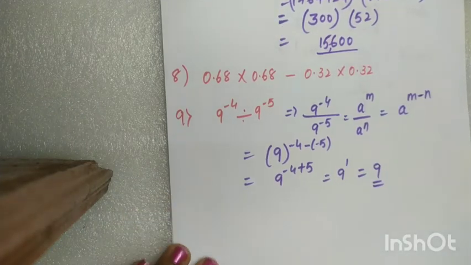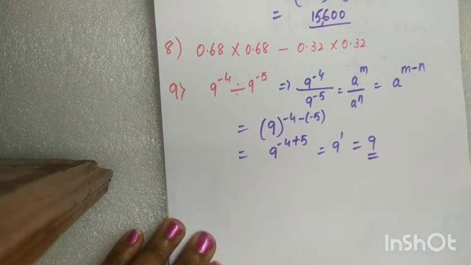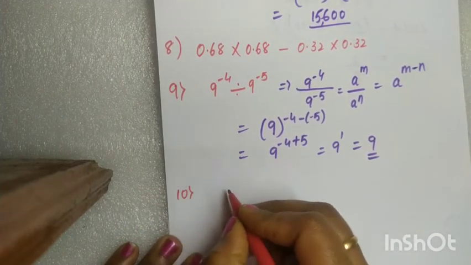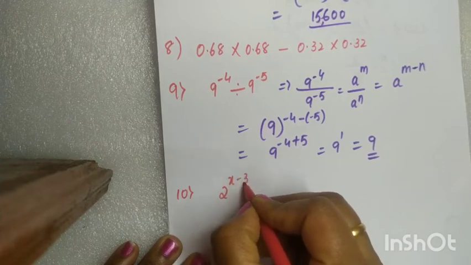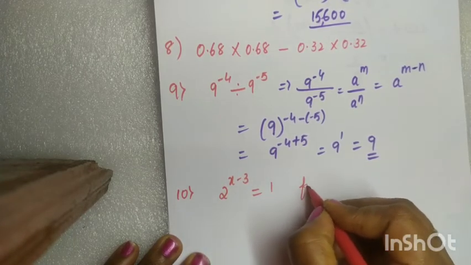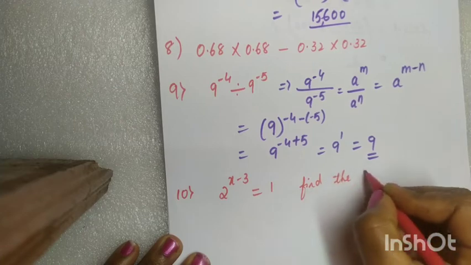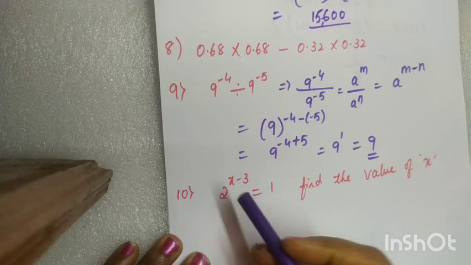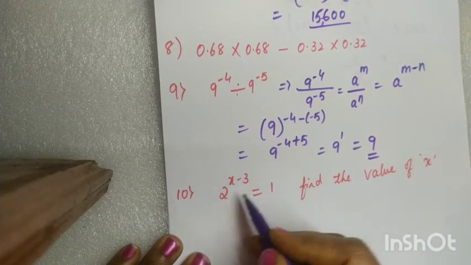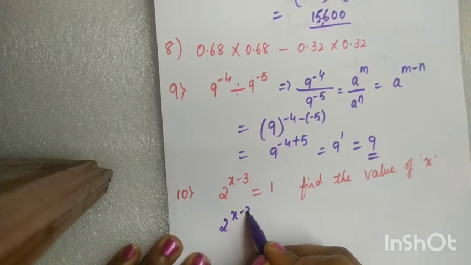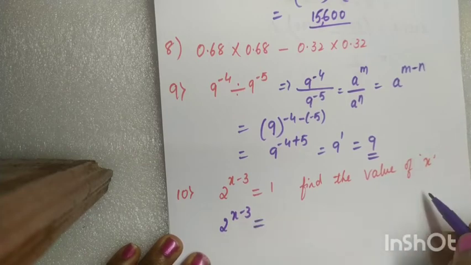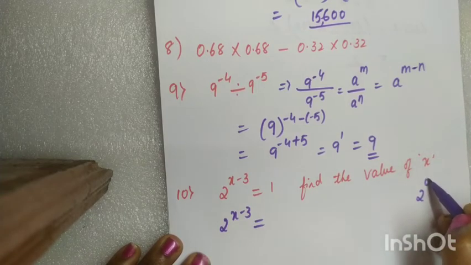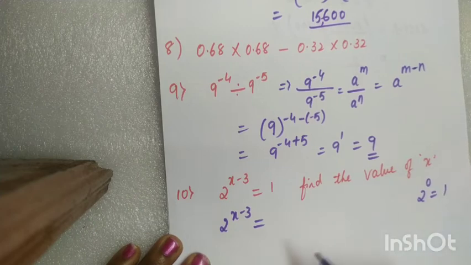Okay, fine. Now let us see the 10th problem. It is like this: 2 to the power of x minus 3 is equal to 1. Then find the value of x. Okay, so let's see how to do it. 2 to the power of x minus 3, we write as it is. In exponential form, anything to the power of 0 is equal to 1. Now here I take it as 2 to the power of 0, because the base is 2, so I will relate it to that.